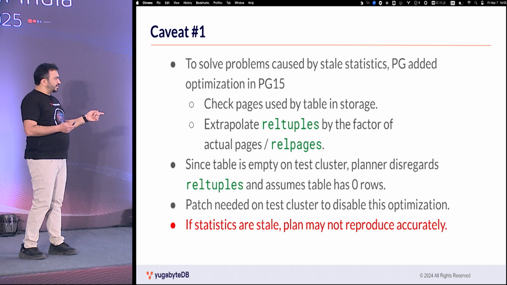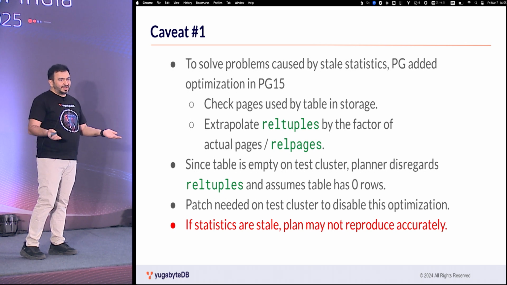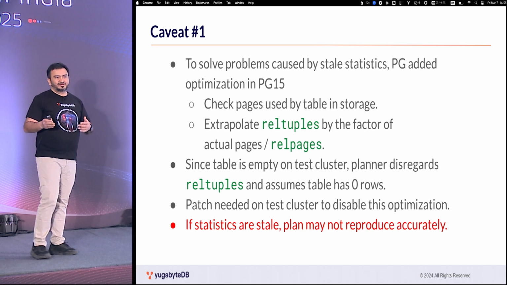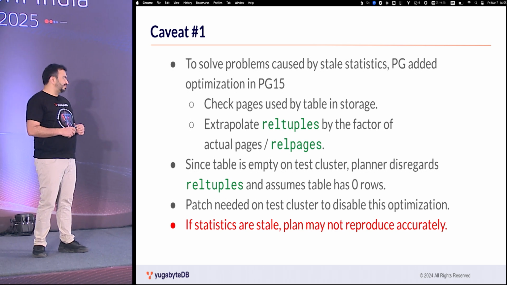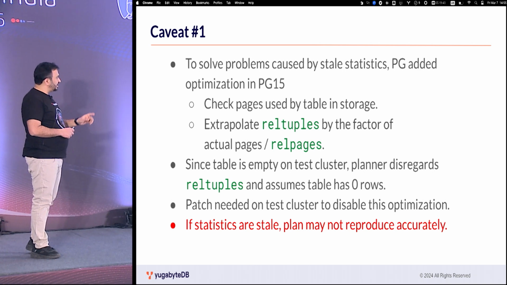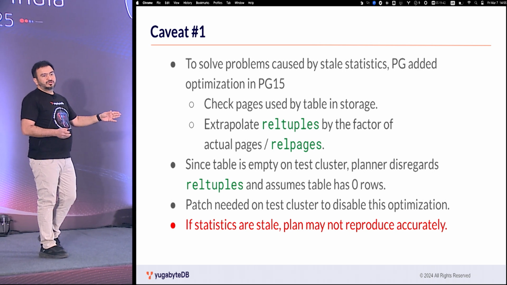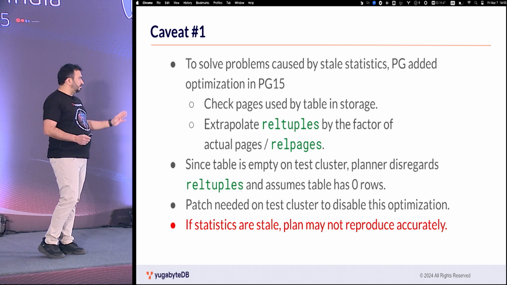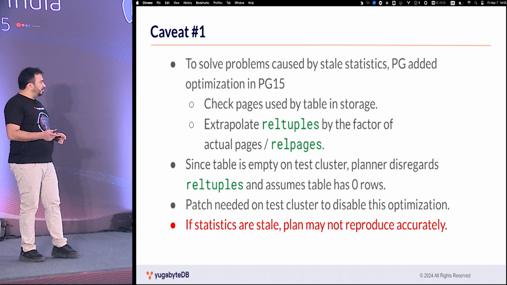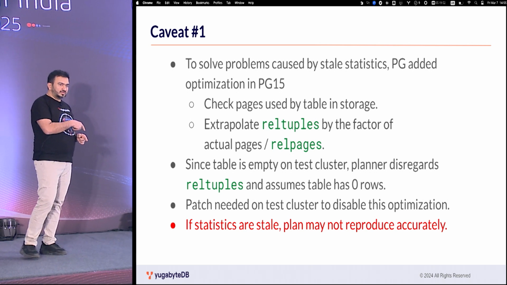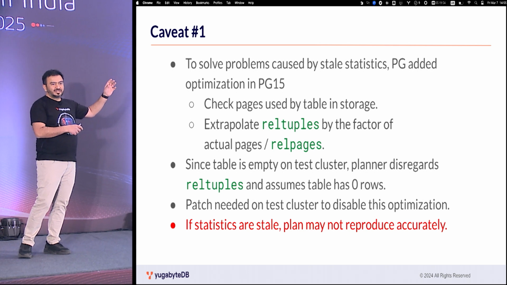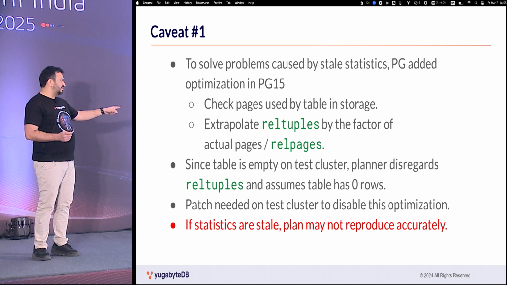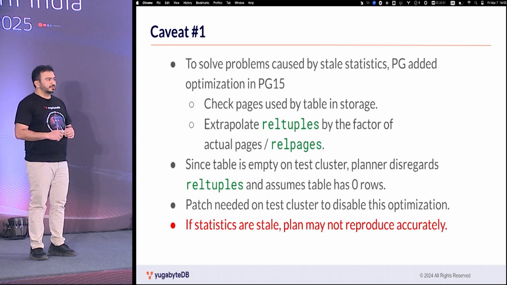Now what happens is on the test cluster, because the tables are actually empty, this actual pages will be 0, and so the test cluster Postgres will say, hey, there's 0 rows in the table. Now obviously that's not what we want, so we need a patch, but this patch is only needed on the test side, so there are no changes needed on the customer deployment side for this to work. But the only problem is if the statistics are actually stale on the customer's side, they'll see some rel tuples and your test cluster will see another rel tuples. So if the statistics are stale, this plan may not reproduce accurately.